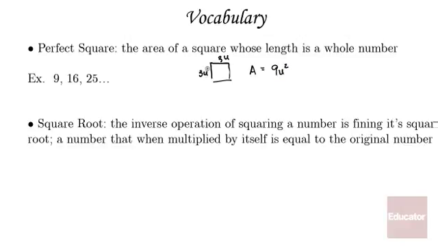A square root is the inverse operation of taking a square, and it's finding its root. So it's a number that when multiplied by itself equals the original number. So for example, if we go to our above example, the square root of 9 would be 3, because when you multiply 3 by itself, you go back to the original number, 9.